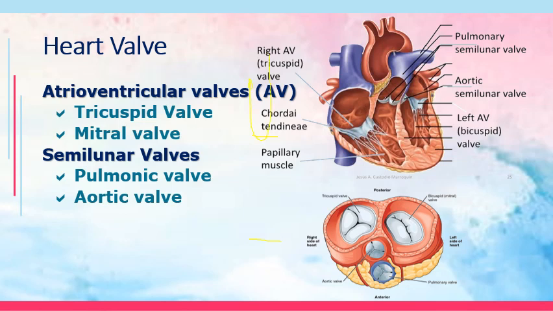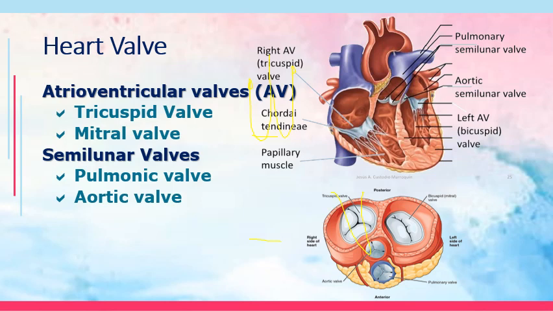For your tricuspid valve, as the term implies, tricuspid, meaning there are three leaflets. That's why it's referred to as tricuspid. It separates your right atrium from your right ventricle. And then your mitral valve, also known as the bicuspid valve, meaning there are two leaflets. It separates your left atrium from your left ventricle.